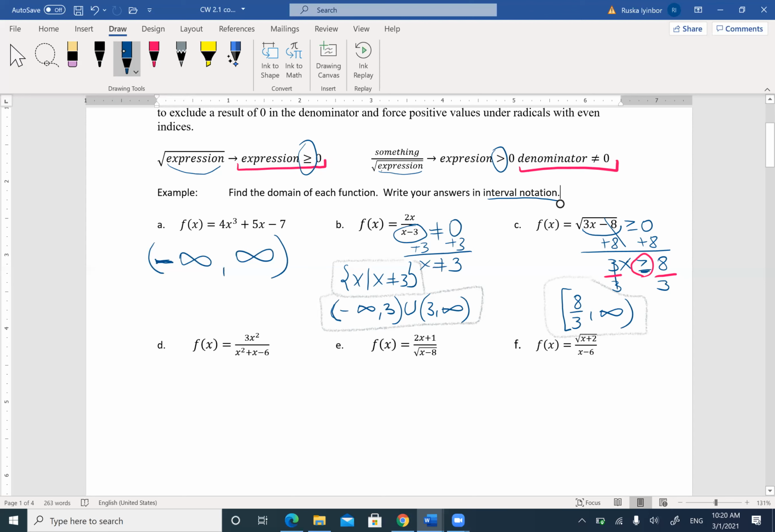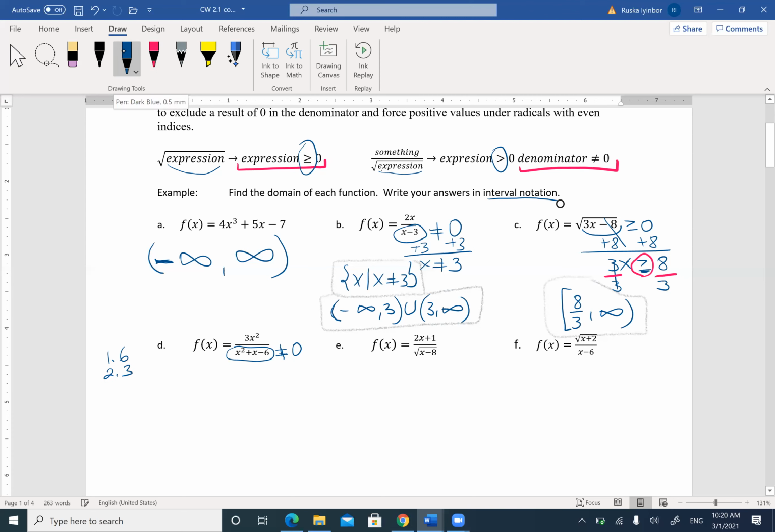D. We have the function f of x is this fraction. So when it's a fraction, you have to solve the bottom not equal 0. So here you're going to have two solutions. We're going to solve this quadratic. We have to factor it. So what times what is negative 6? 2 times 3 and 1 times 6, correct?